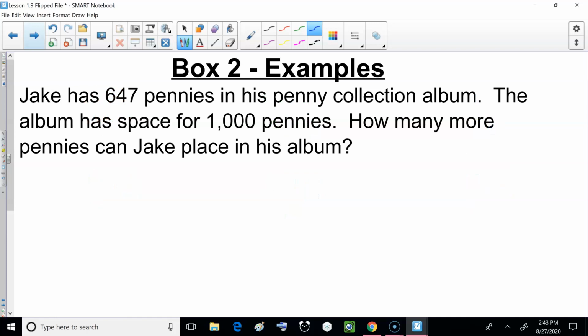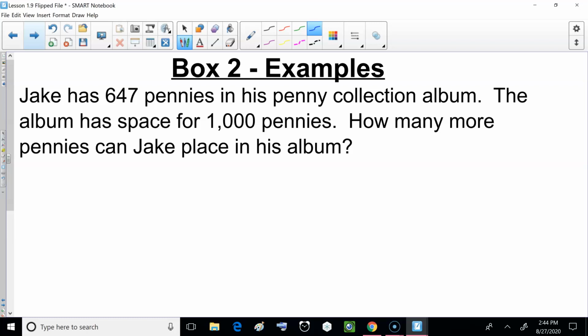So you can pause it right now, write down these examples as a helpful tool as you move forward. Here's a word problem for us to tackle. Jake has 647 pennies in his penny collection album. The album has space for 1,000 pennies. How many more pennies can Jake place in his album?